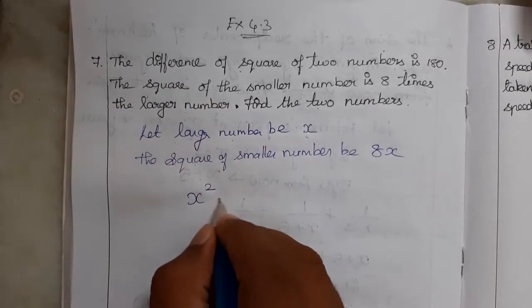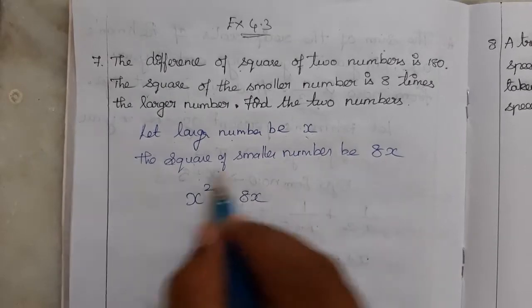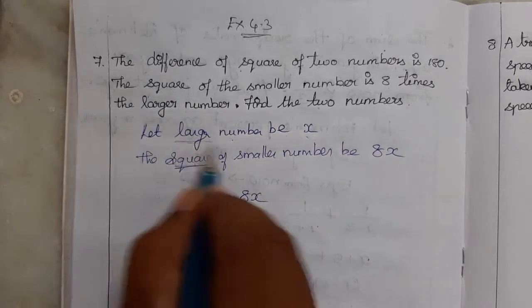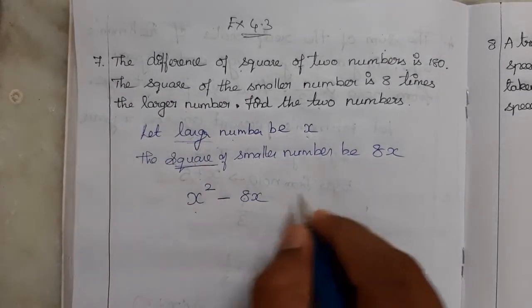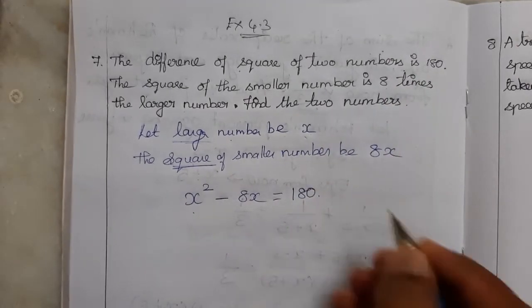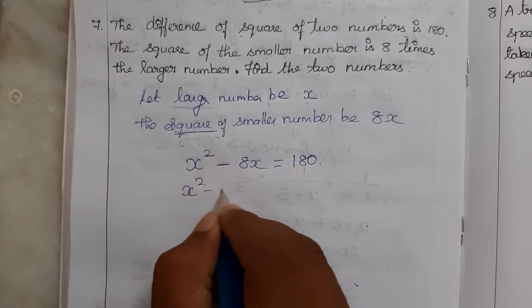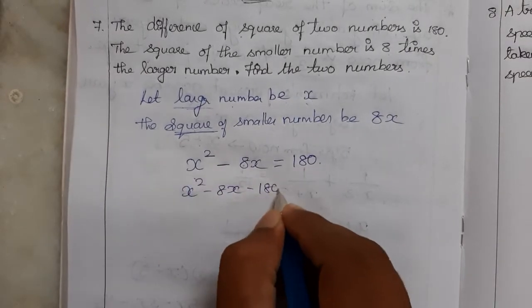Difference is a subtraction, right? Minus the square of the smaller number, which is 8x. It's directly given as 8x, right? It's directly a square, but it is only for the larger number. That's why I'm making a square here. So equal to 180. Just bring this to this side and solve: x square minus 8x minus 180 equal to 0.